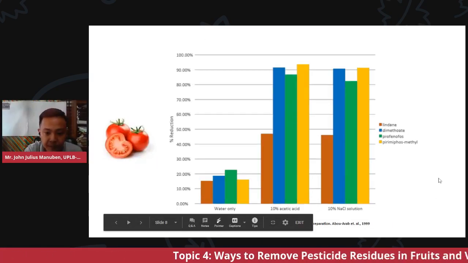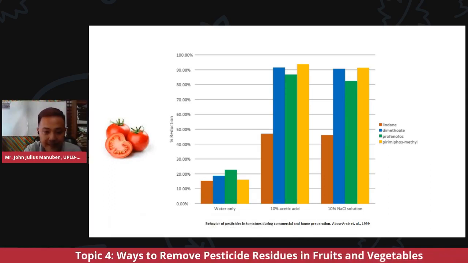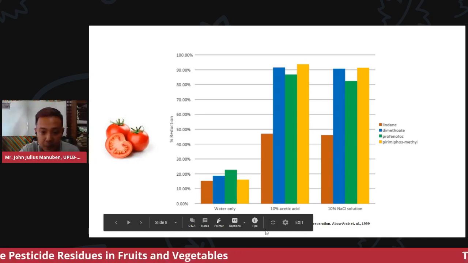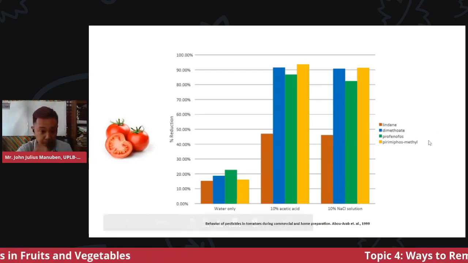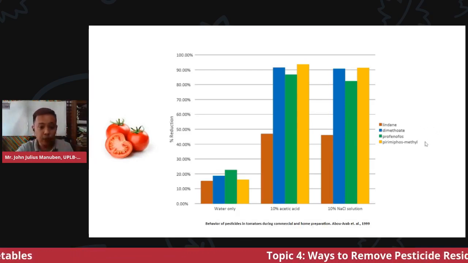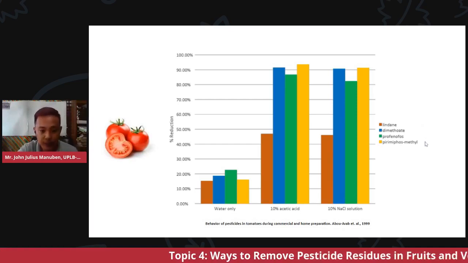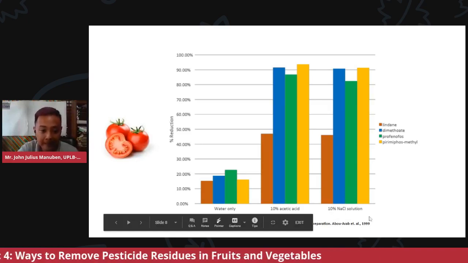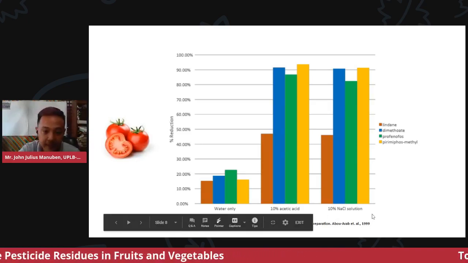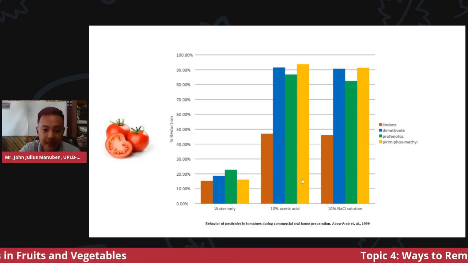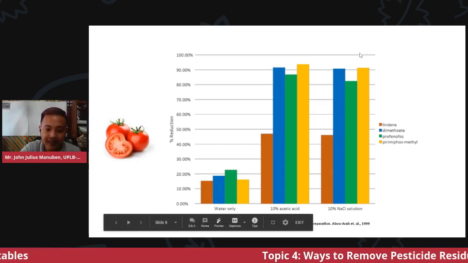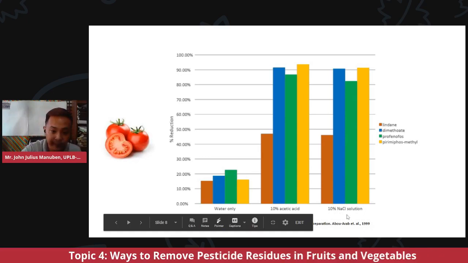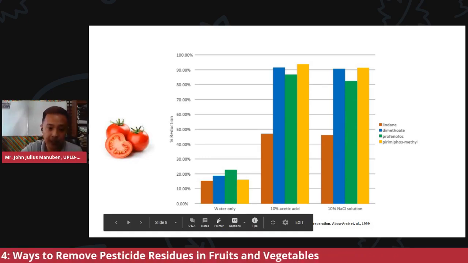So, ito naman is from Abu-Arab in 1999. They tested for pesticide again, lindane, dimethoate, profenofos, and pirimiphos-methyl. So, same treatment, water only, washing with 10% acetic acid and 10% salt solution. Makikita rin natin na same trend, mas mataas ang percent reduction sa 10% acetic acid at sa 10% salt solution compared sa washing with water alone.